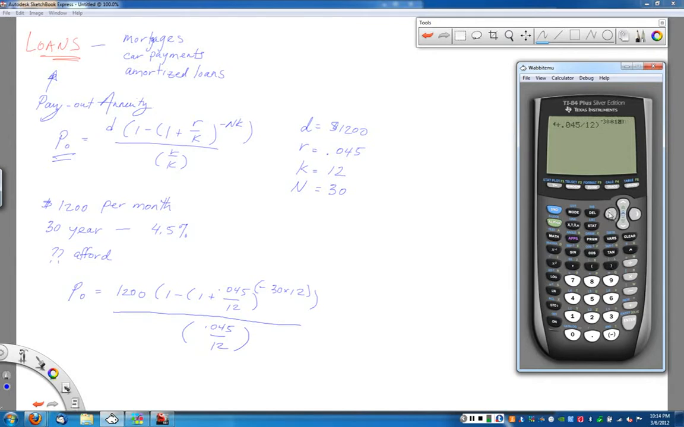Oops, I forgot to open them here, so that my exponent is in parentheses. Here we go. And then here I need to use the arrow key to get back to the main level. So caret to get the exponent, parentheses, negative 30 times 12, so that that whole thing is an exponent. Remember, that should be negative, not subtract. And then I need to close the bottom set of parentheses so that that whole top numerator portion is being evaluated. Then divided by, in parentheses, 0.045 over 12.